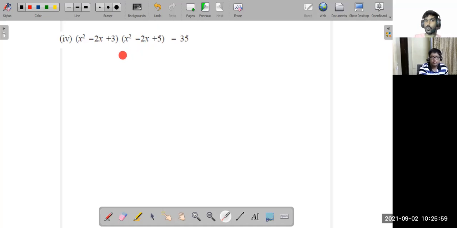No, sir. No, they are not the same. But 2 terms are the same. That is x square minus 2x, x square minus 2x. This is the same in both the brackets. Yes or no?